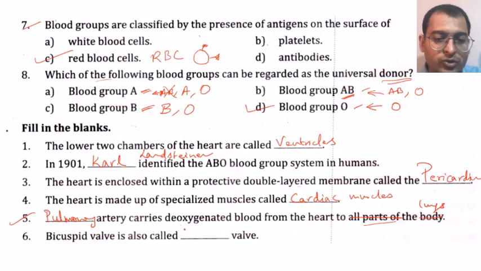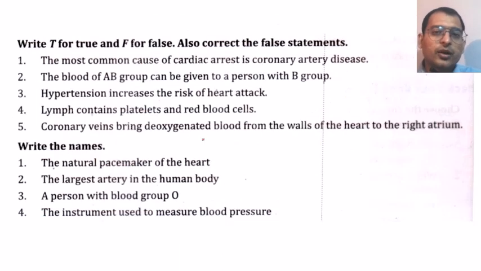Bicuspid valve is also known as the mitral valve. Okay, true and false. The most common cause of cardiac arrest is coronary artery disease. True. The blood of AB blood group can be given to a person with B group. Can AB give blood to B group? No. The B group can only take blood from B group or from O group.